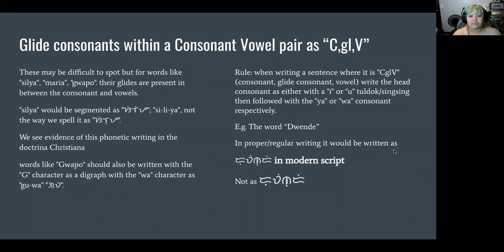The point I'm trying to make is that we want to write it so that we can perfectly pronounce it. And if you remove the consonants that have the cruz, then you should still be able to write it. So yeah. Glide consonants in final position.